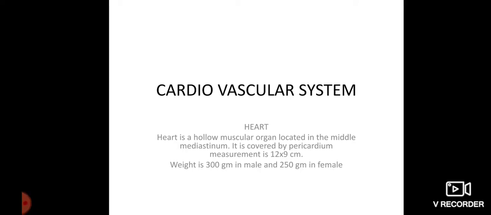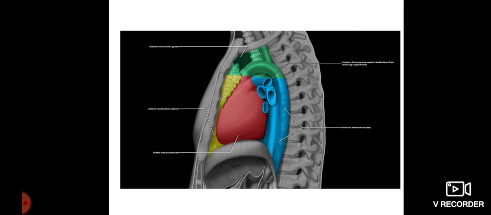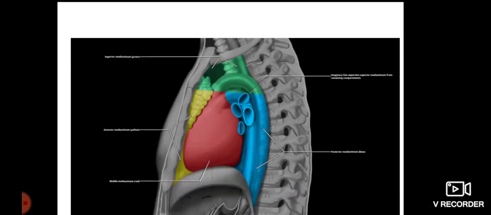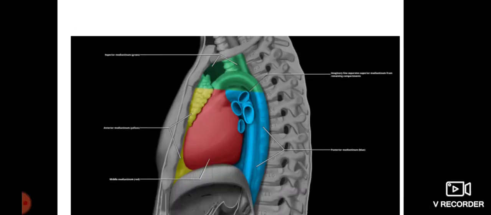Cardiovascular system. The cardiovascular system describes the structure of the heart as well as the blood vessels associated with it. The heart is a hollow muscular organ which is present in the middle mediastinum. Mediastinum is a space which is present between the two lungs. This mediastinum has two subdivisions, a superior mediastinum and an inferior mediastinum.